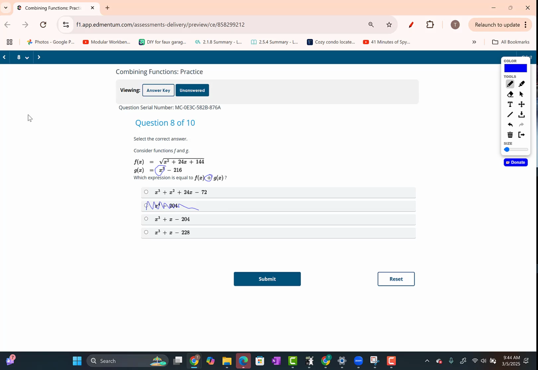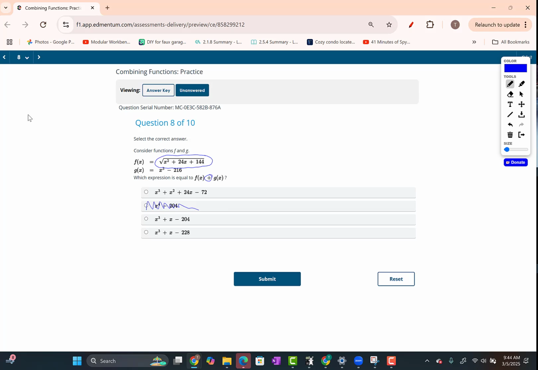Now, since x to the third is in all of my answer choices, technically we could factor x to the third minus 216. I believe that's a perfect cube problem. But since x to the third is in all the answer choices, that tells me we probably want to go about simplifying this one, x squared plus 24x plus 144.